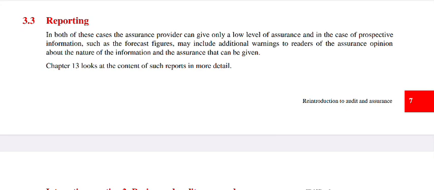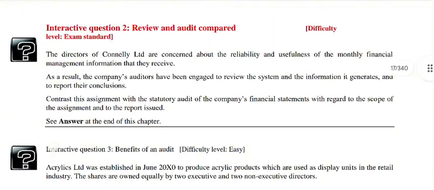3.3 Reporting. In both of these cases, the assurance provider can give only a low level of assurance, and in the case of prospective information such as the forecast figures, may include additional warnings to readers to the assurance opinion about the nature of the information and the assurance that can be given. Chapter 13 looks at the content of such reports in more detail.